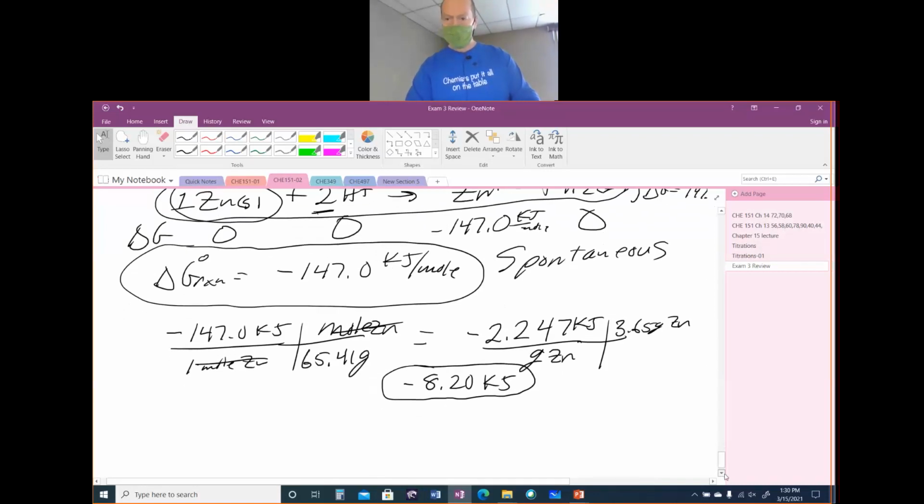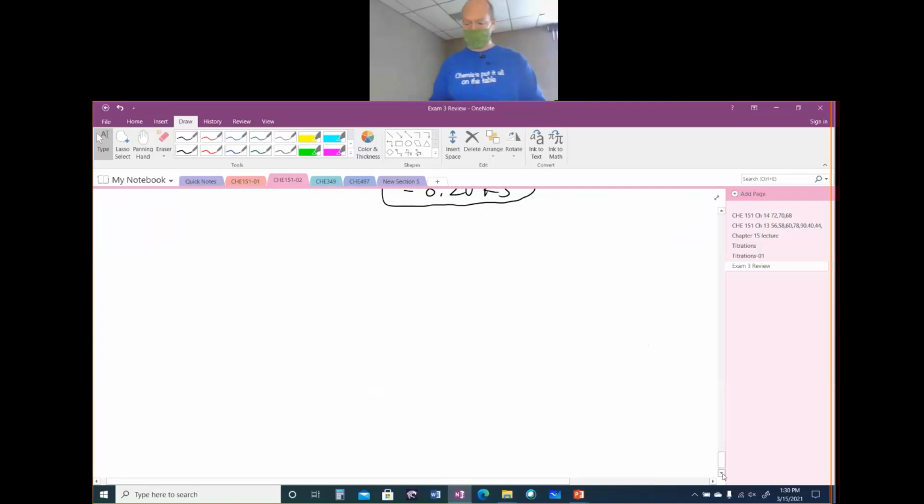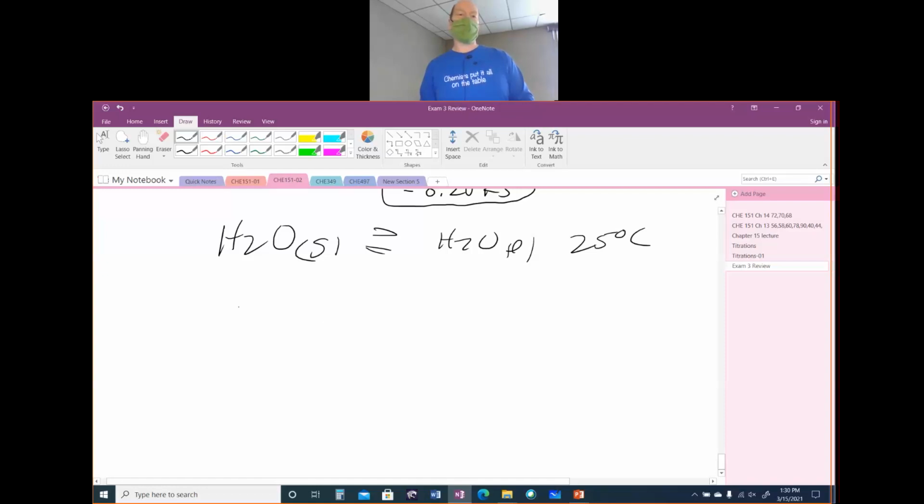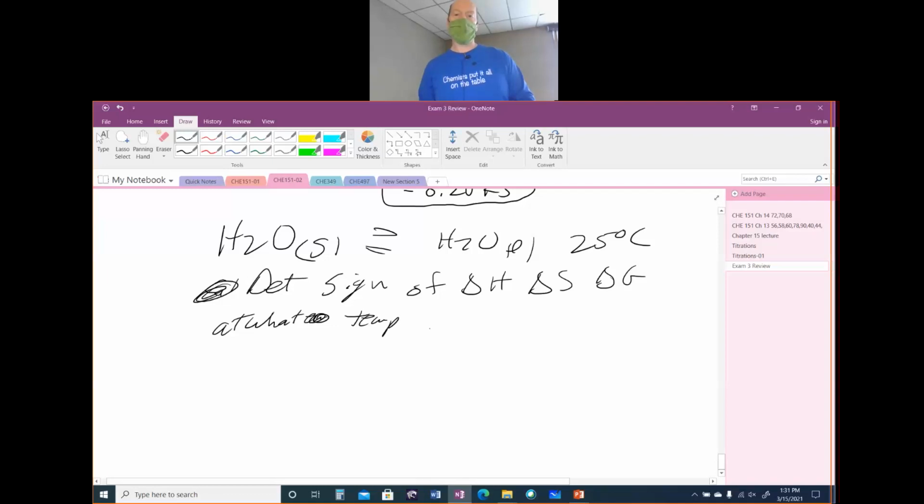Let's do one of my favorites. All right, let's do this one. H2O solid going to H2O liquid, 25 degrees Celsius. Determine the sign of delta H, delta S, delta G. At what temperature, if any, is this spontaneous?